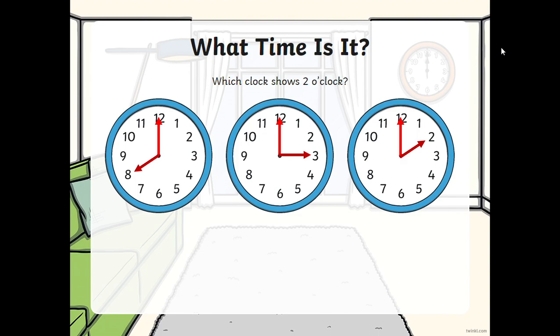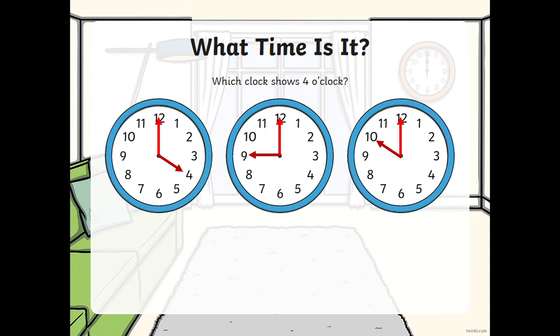Okay, so which clock shows 2 o'clock? So have a look. Which one shows 2 o'clock? Have a point and show which one you think is 2 o'clock. Well done. This one is 2 o'clock. The big hand is on the 12. The little hand is on the 2. So that means it is 2 o'clock.